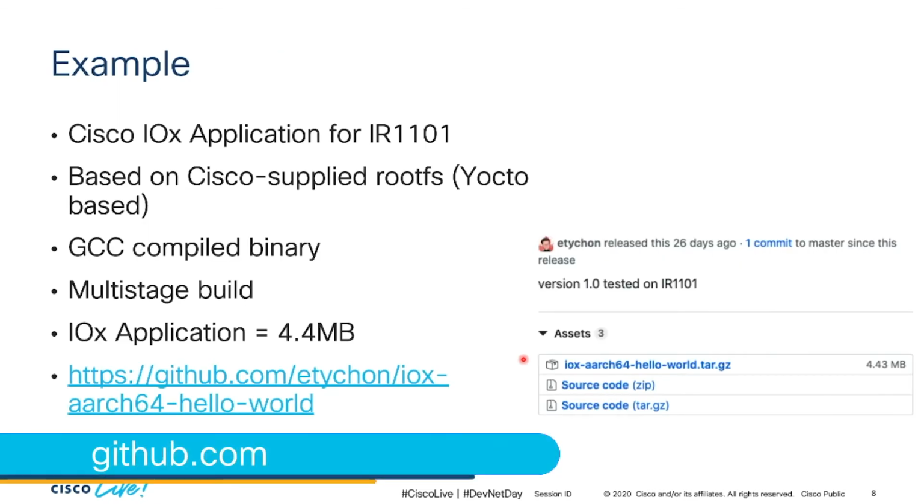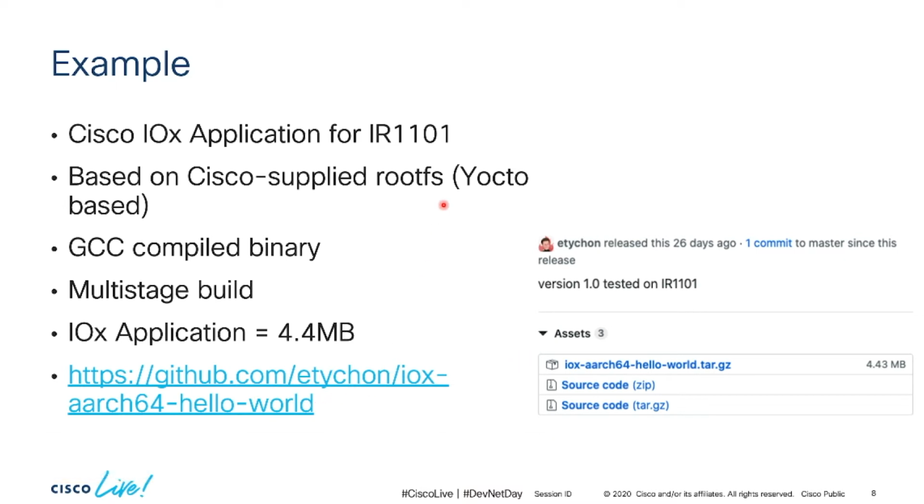An example on how to do that is on GitHub, so you can check that example over here, where we started with the minimum rootfs for IR1101, which is an ARM-based CPU. So we used the Yocto-based rootfs, compiled the hello world in C using GCC as a multi-stage build, and the net result is we have an IOx application that weighs only 4.4 meg, which is really not bad.